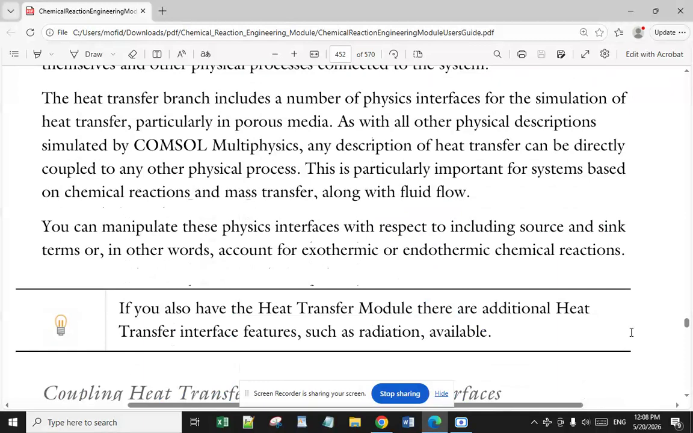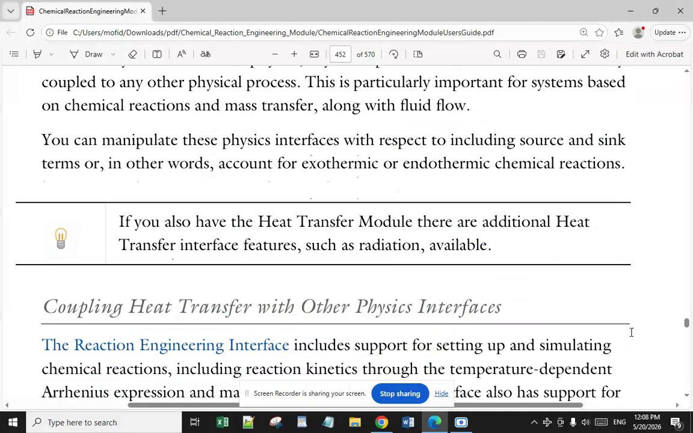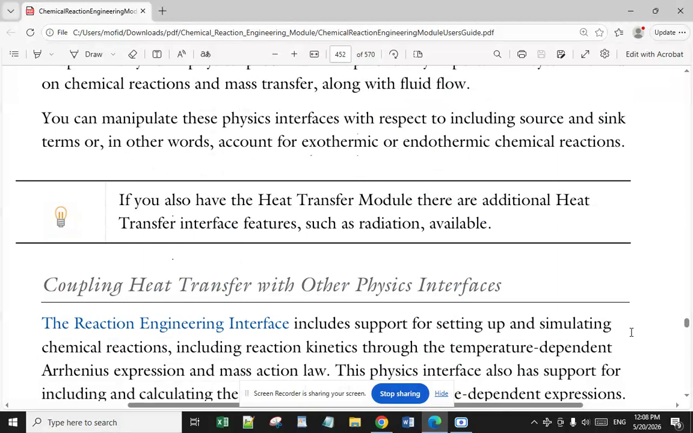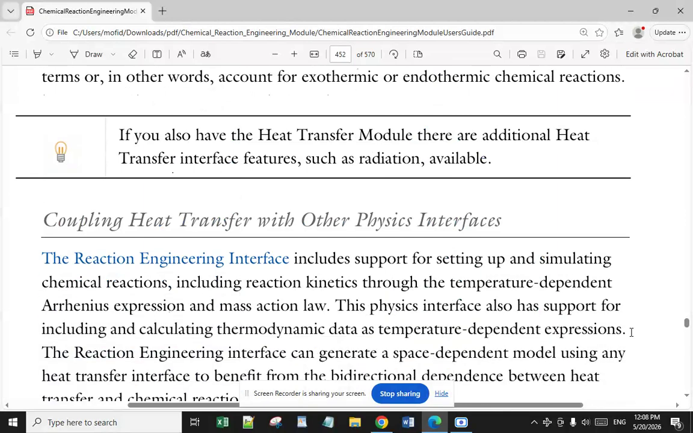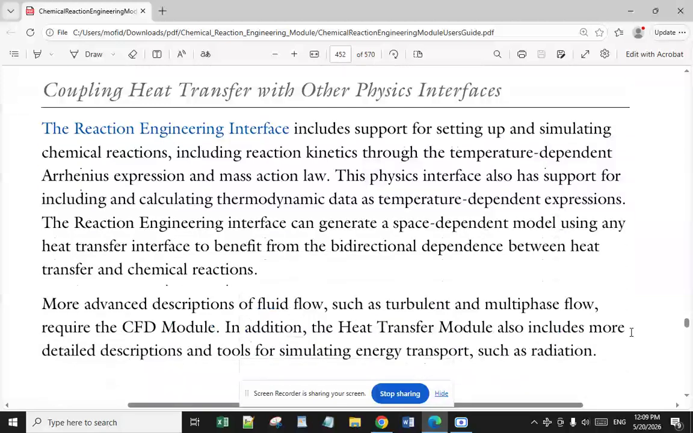This is particularly important for systems based on chemical reactions and mass transfer along with fluid flow. You can manipulate these physics interfaces with respect to including source and sink terms, or in other words, account for exothermic and/or endothermic chemical reactions. If you are using, for example, the Heat Transfer Module, there are additional heat transfer interface features such as radiation available. Now I want to go to coupling heat transfer with other physics interfaces.